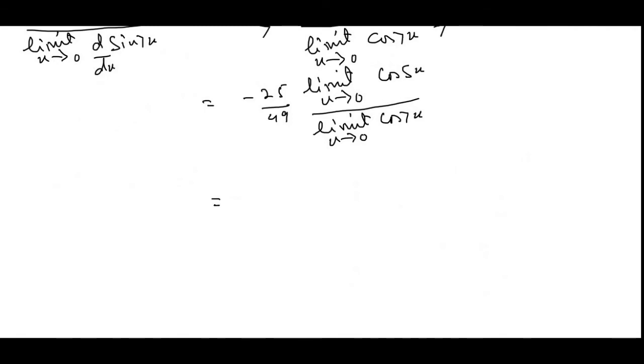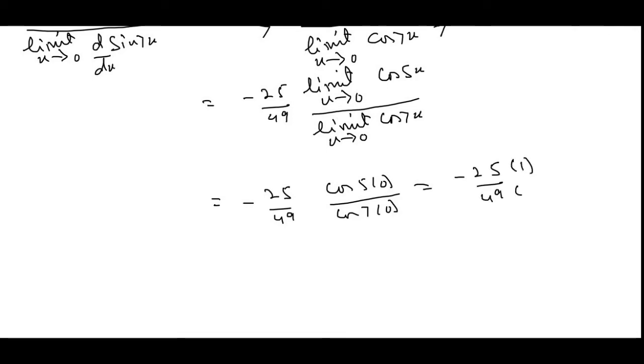Now we will apply the limit. First of all, this is minus 25/49, and on applying the limit, cos 5 times 0 whole divided by cos 7 times 0, so it will be minus 25/49 into 1 over 1, because the trigonometric value of cos 0 is 1. Therefore, we have obtained the answer, that is minus 25/49.